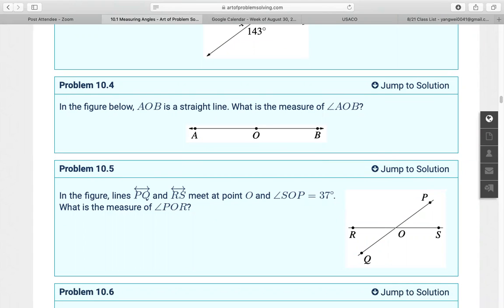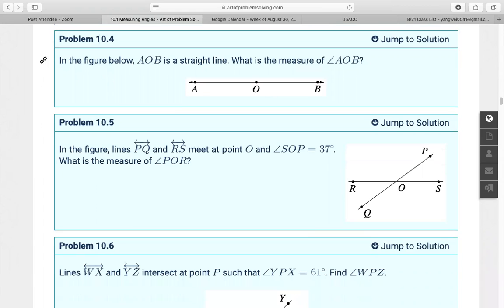In the figure below, AOB is a straight line. What is the measure of AOB? Okay, Christina got it correct. Julia got it correct. If this tells you that's a straight line, that means AOB will equal 180 degrees. Yes, that's correct.